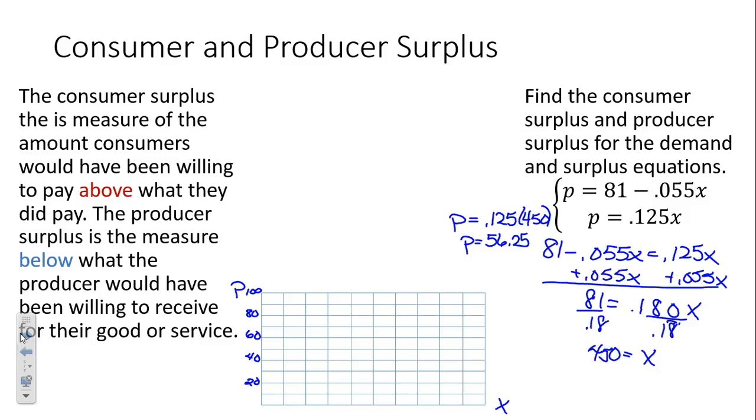If our x has to go to 450 and we have 10 blocks this way, we should probably make each one worth 5. Because 5 times 10 would get me 50. Or sorry, did that wrong. 500 divided by 10 is 50. So label every other by 100. So we know that we have these guys intersecting at 56.25, 450. Somewhere about here.